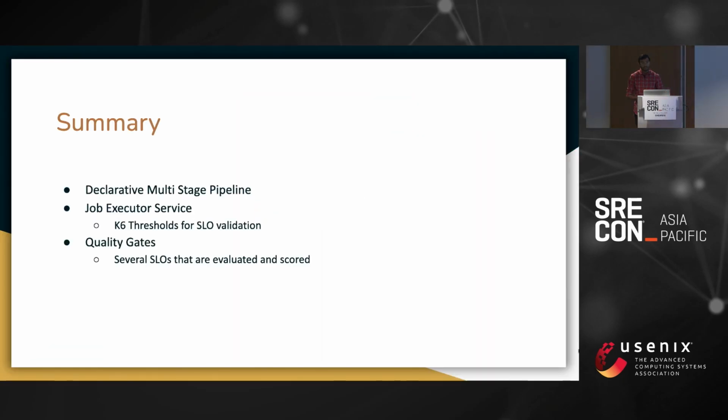So to summarize all this, Keptn allows us to declaratively add the multi-stage pipeline, and using the job executor service, we can easily run K6 or any tool that we want. We just need a Docker image for that. And K6 thresholds can also be used in that step for SLO validation. After that, once we have the performance testing, we can add the quality gates for checking if the SLOs are met. Keptn's quality gates allow us to not just have a binary SLO validation, we can assign scores to each and every objective and then evaluate based on that.